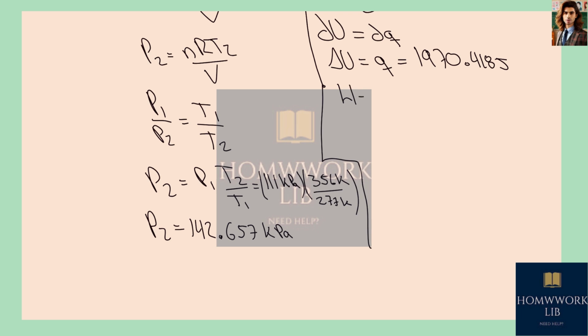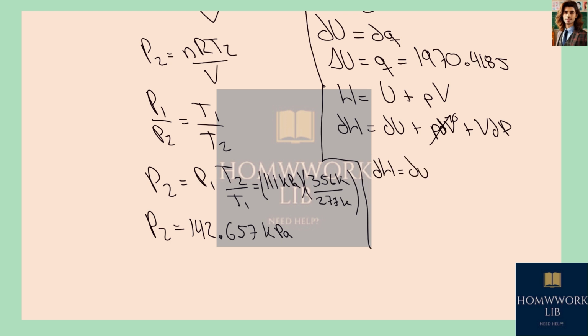Now, with this information, we can go ahead and do the calculation for the enthalpy. Recall that H is equal to U plus PV. This means that dH would be dU plus PdV plus VdP. If the change of volume is equal to 0, the PdV term is 0, so dH is equal to dU plus VdP. Integrating, delta H becomes delta U plus V times the change of pressure.